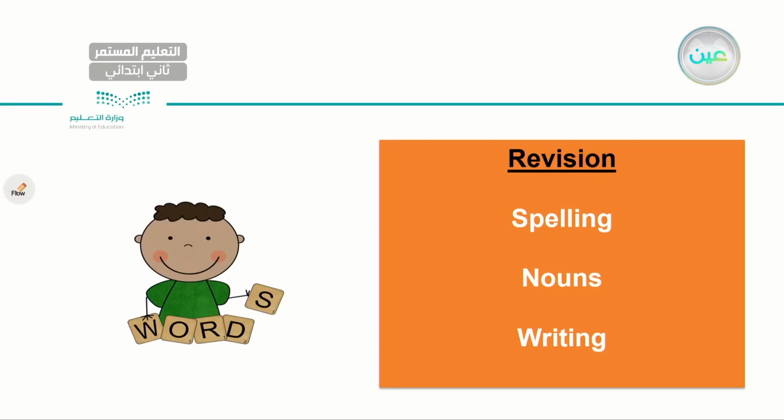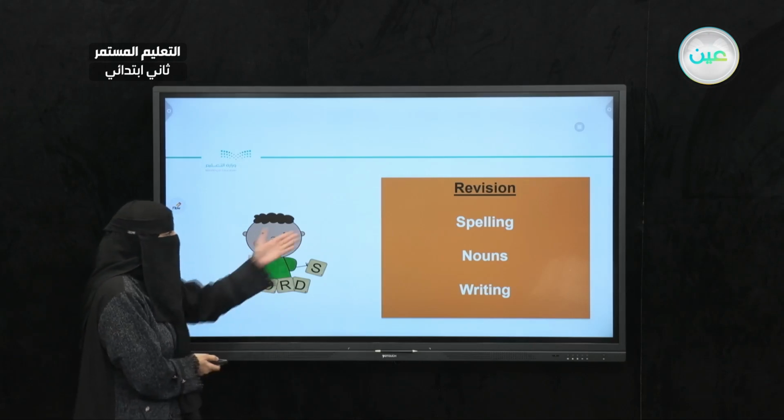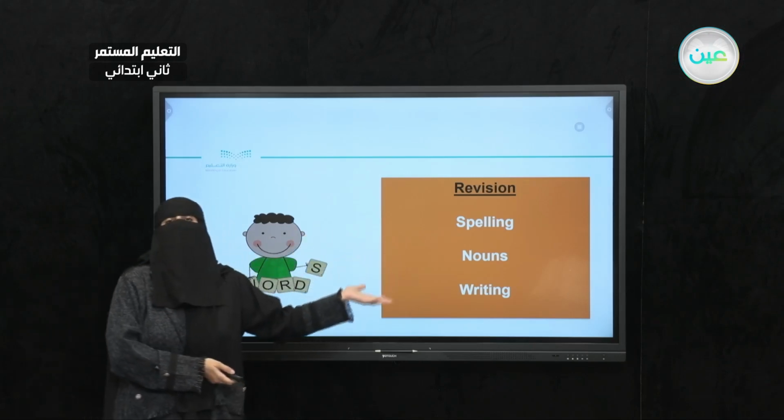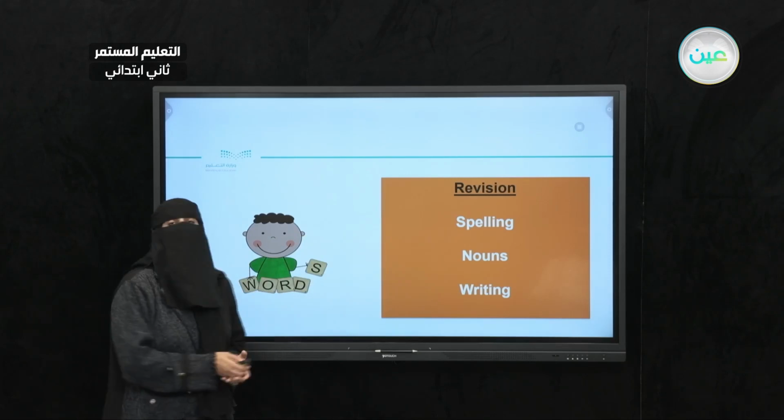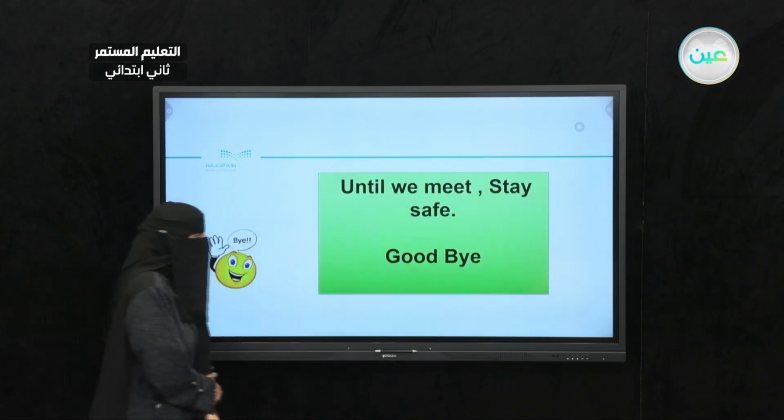Very good. So what have we learned in this lesson, my dear students? We were able to practice spelling the words, how to choose or pick random letters and make words out of them. Also, we were able to differentiate between different kinds of nouns, and we practiced handwriting. I highly encourage you to do this from time to time.